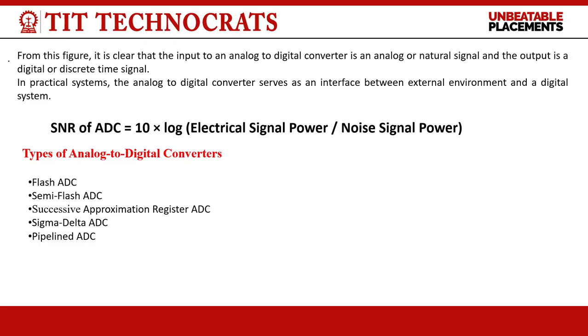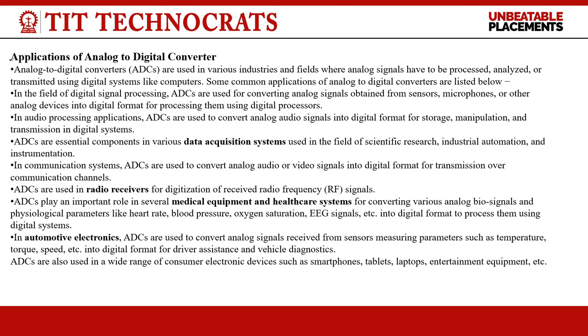From this figure, it is clear that the input to an ADC is an analog or natural signal, and the output is a digital or discrete time signal. And the SNR of ADC is equal to 10 log of electrical signal power divided by noise signal power. And the types of ADC are flash ADC, semi-flash ADC, successive approximation register ADC, sigma delta ADC, pipeline ADC.